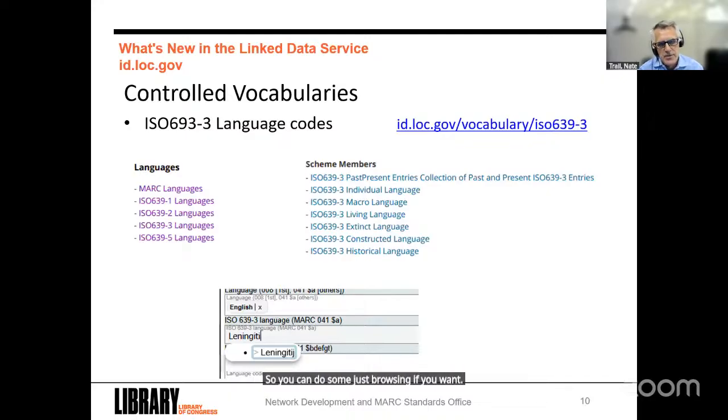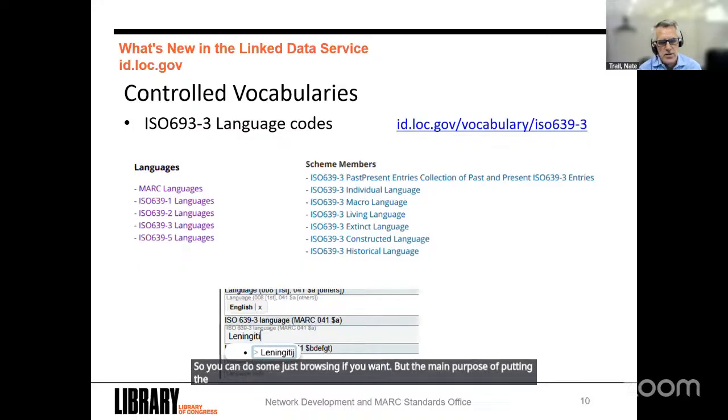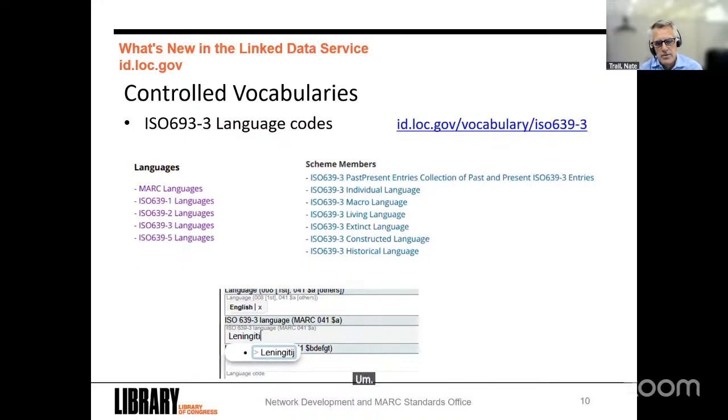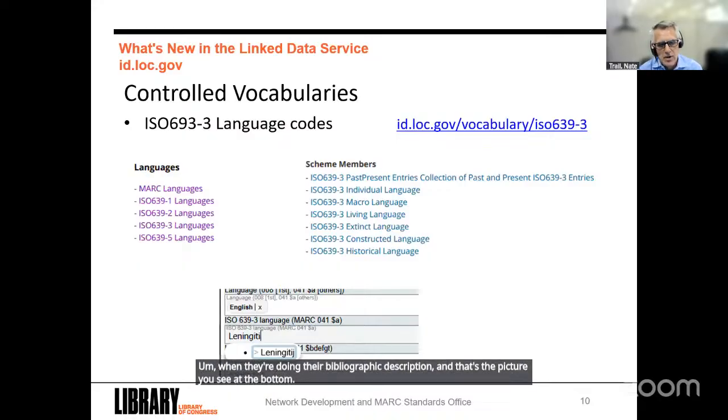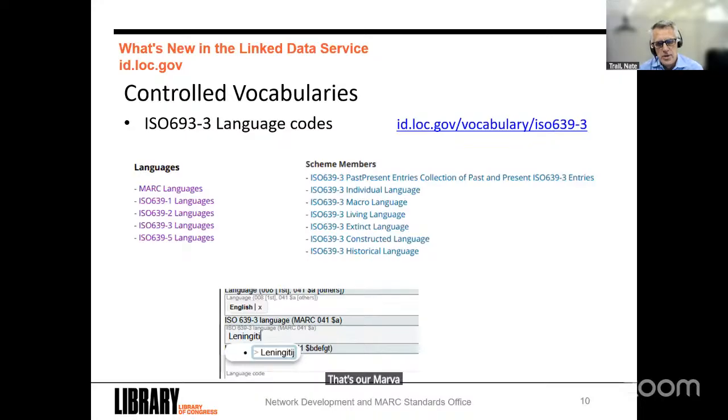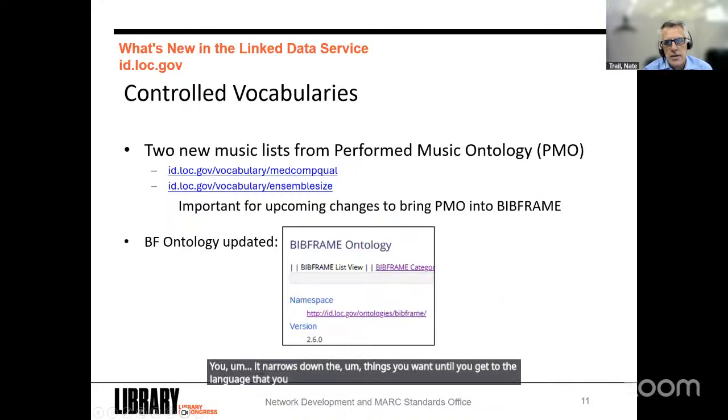But the main purpose of putting the list in is so that our catalogers can pick from it when they're doing their bibliographic description. That's the picture you see at the bottom. That's our Marva Quartz using the list in a pick list. If you start typing, it narrows down the things you want until you get to the language that you want.